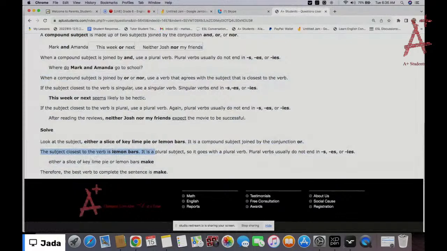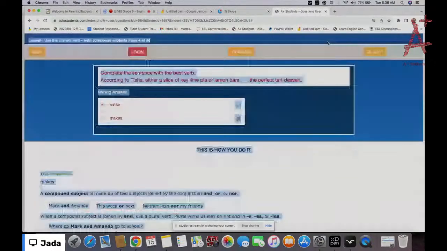So the closest subject to the verb is lemon bars. Plural subject, it goes with a plural verb. Like I always say, you need the subject closest to the verb, closest to the empty space there. This shows lemon bars, right? Bars, S. So that shows that it's plural. So you have a plural verb, and the plural verb does not end in S, ES, or IES. Okay?